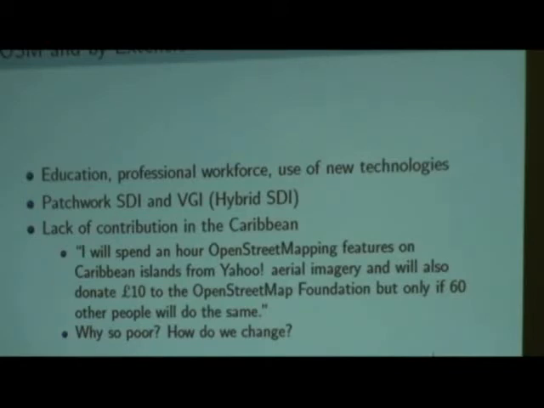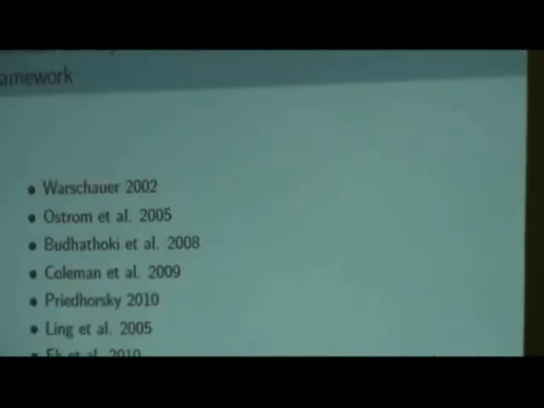And part of the problem here in the Caribbean is that there's just a general lack of contribution. A few years ago, someone said on pledgebank.org that if he spends an hour contributing to OpenStreetMap for the Caribbean islands, then he'll donate, and he also wants other people to do it too. That's the point of PledgeBank. And so why so poor, and how do we change, is basically the problem that I'm trying to solve here. So on to the research question.